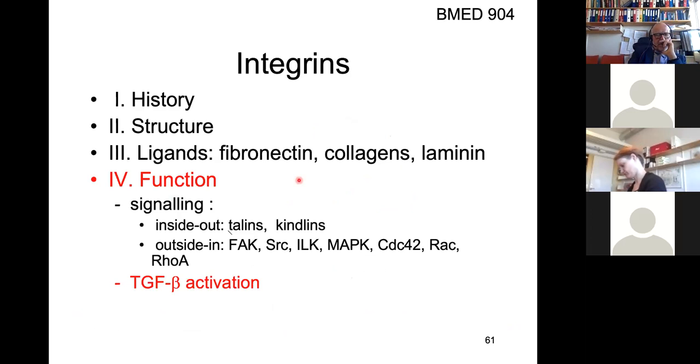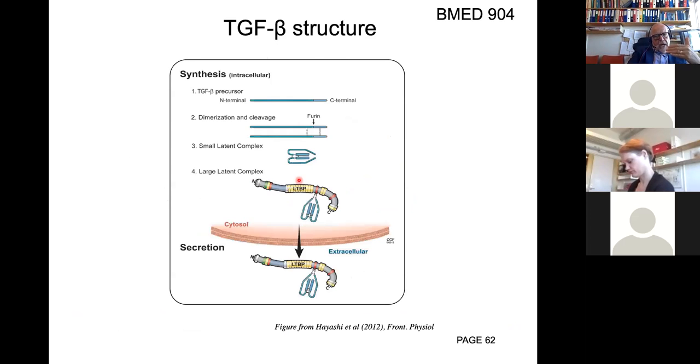So I think the last thing that we do is talk about something that's super important for this course, and also for the DQ course: how do integrins regulate matrix turnover. And it turns out that the central growth factor cytokine for this is transforming growth factor beta, TGF beta, which is synthesized in a complex manner.